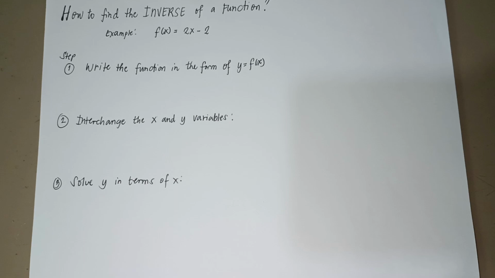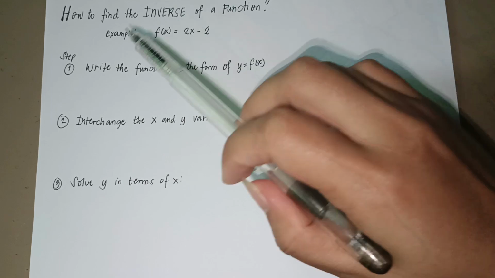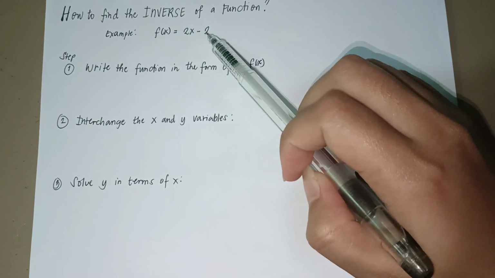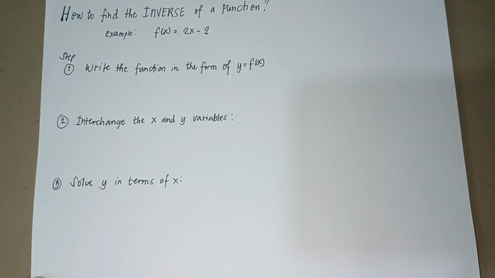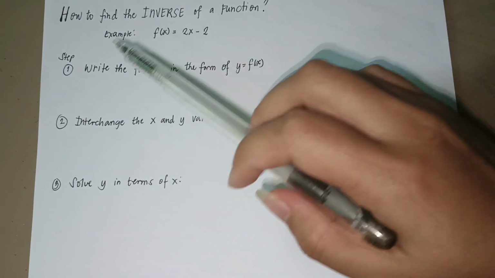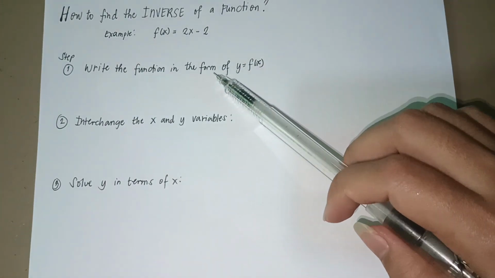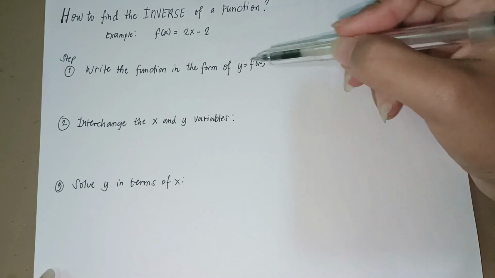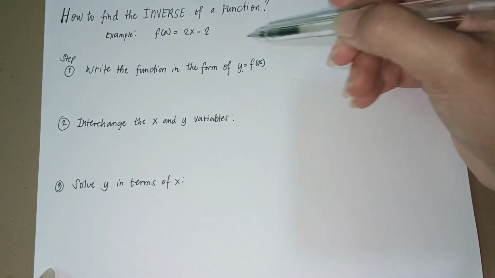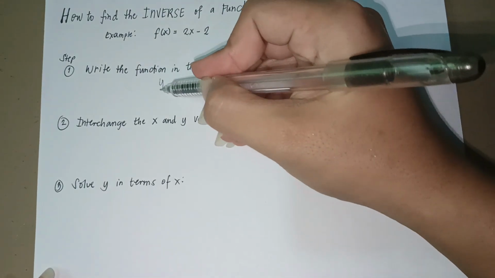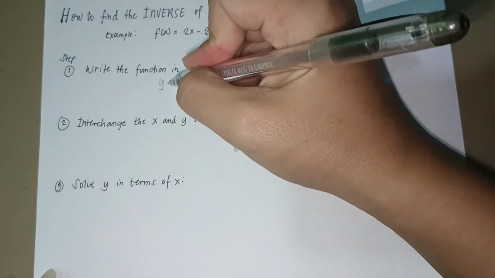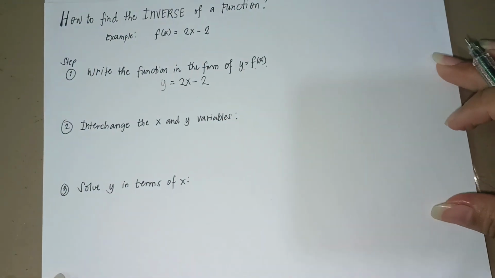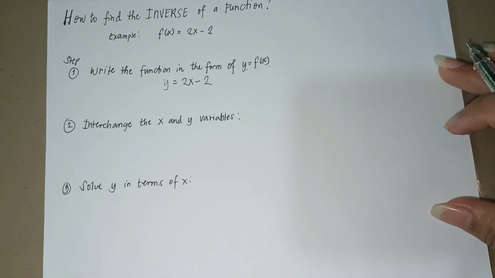How to find the inverse of a function? For example, we have the function f of x is equal to 2x minus 2. First step is to write the function in the form y is equal to f of x. Take note that y is also equal to f of x. So therefore, we just replace f of x with y, and then we proceed to writing the function. So we have y is equal to 2x minus 2.